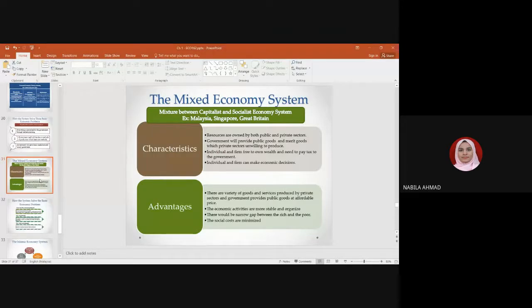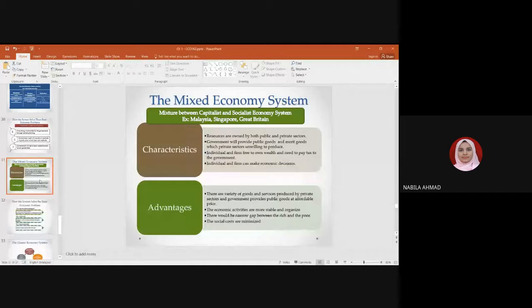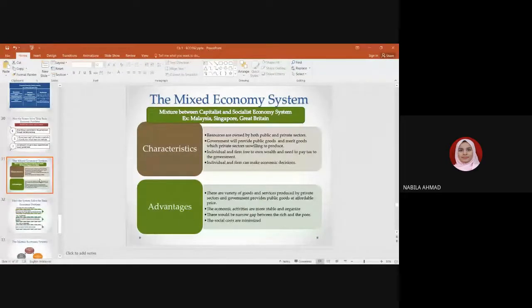Okay. So individual and firm free to own wealth and need to pay tax to the government, and individual and firm can make economic decision. So maknanya kita rakyat, kita perlu bayar tax kepada kerajaan, dan pada masa yang sama kita we are free in our country. Kita boleh buat apa saja ekonomi yang kita atau bisnes yang kita mahukan. Okay. So apakah kebaikan? There are variety of goods and services produced by private sector, and government provide public goods at affordable price. Macam negara kita lah, Malaysia.